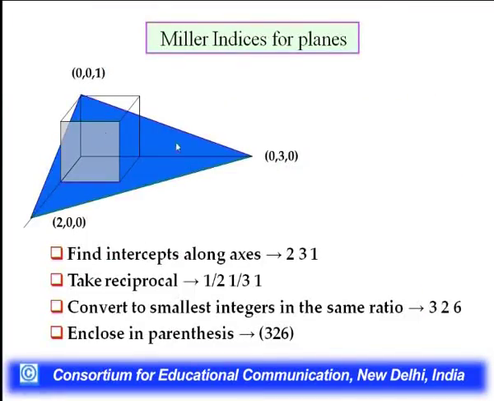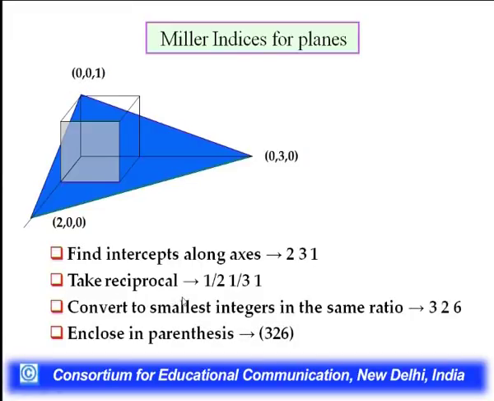Now here we have an example. Here we have a cube and we have different intercepts at the different axes. First we start with the x-axis. At the x-axis the intercept is 2, 0, 0, at the y-axis the intercept is 0, 3, 0, and at the z-axis the intercept is 0, 0, 1. First we take the intercepts of the three axes, that is 2, 3, 1. At the x-axis we have 2, at the y-axis we have 3, and at the z-axis we have 1.